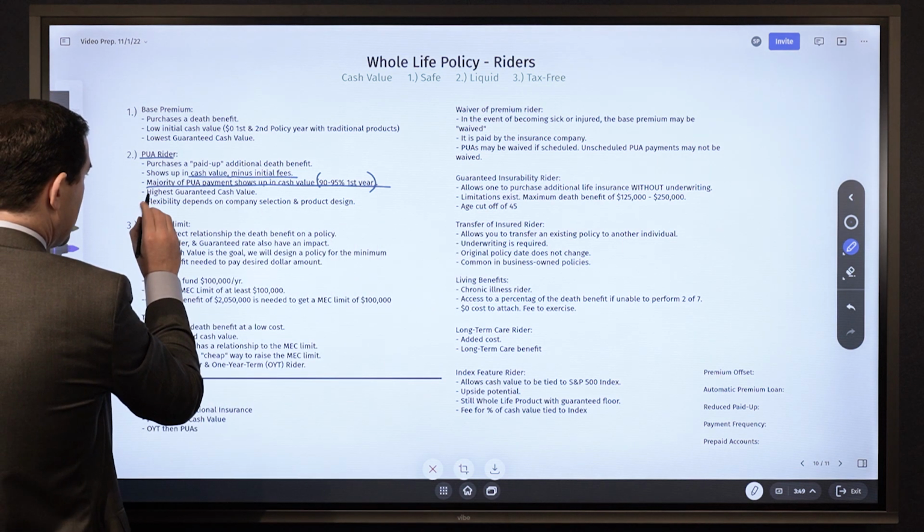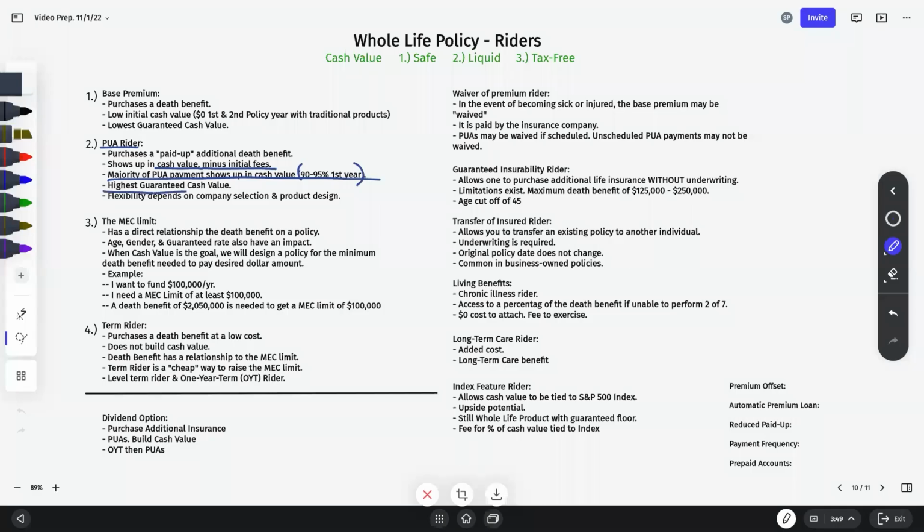Now, here's a very important piece. PUA payments will result in the highest guaranteed cash value. What that means, so going back to the base premium, what did that do? That resulted in the lowest guaranteed cash value. PUA payments, highest guaranteed cash value.